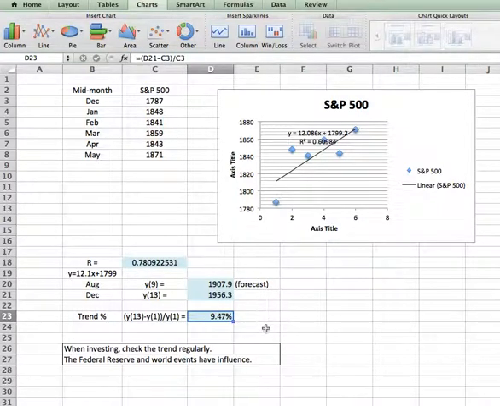Okay, so hope that all makes sense and that you'll practice and be able to repeat that. Let's take a look at a couple of notes here. If we were investing in the S&P 500, we would want to check this trend line regularly to make sure it's not going down, in which case we would maybe want to consider selling our stock instead of staying in the stock market. Also, we want to keep in mind that changes by the Federal Reserve or world events always influence the stock market, and a trend line is long-term, whereas these may be short-term events. So we have to keep that in mind also when we're forecasting.